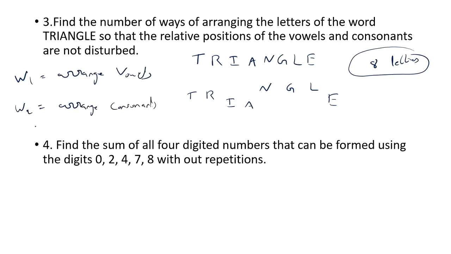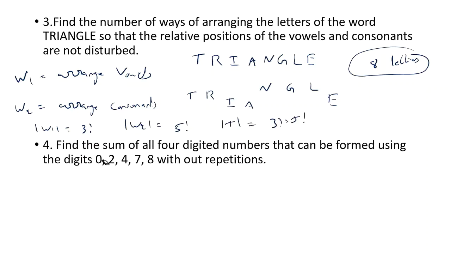Number of ways of doing W1 is equal to 3 factorial because there are only 3 vowels. And number of ways of doing W2 is equal to 5 factorial. Therefore, the total number of ways of doing the task is equal to 3 factorial times 5 factorial.